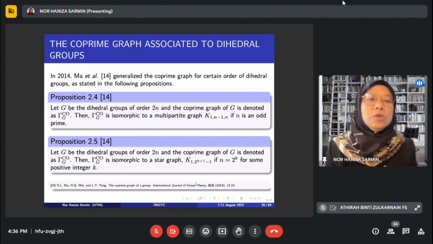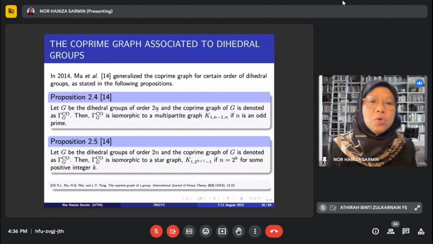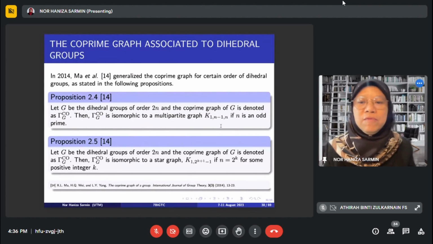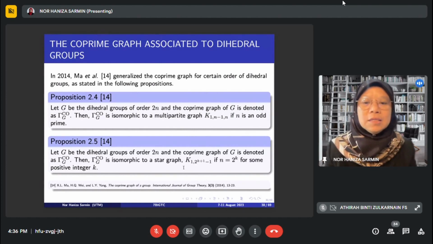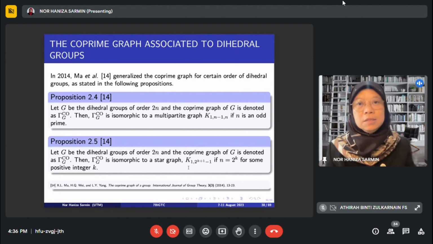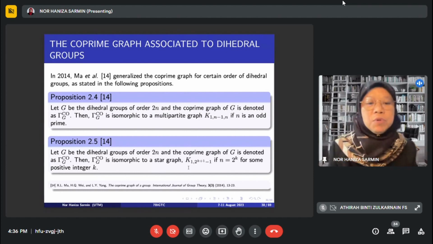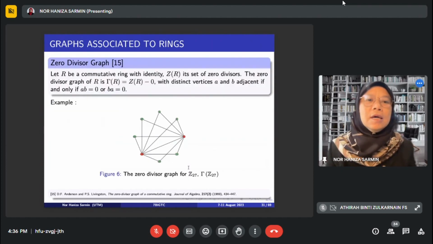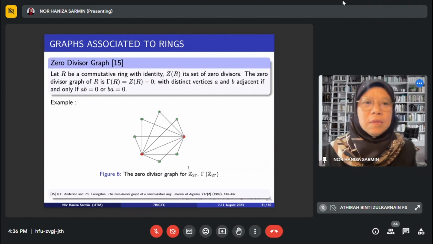In 2014, Ma generalized the co-prime graph for certain orders of dihedral groups. So we can see that for dihedral groups of order 2n, the co-prime graph is a multipartite graph if n is odd. And he found that it's a star graph if n is 2 to the power k for some positive integer k. And with these facts, I will show you the topological indices of that graph.